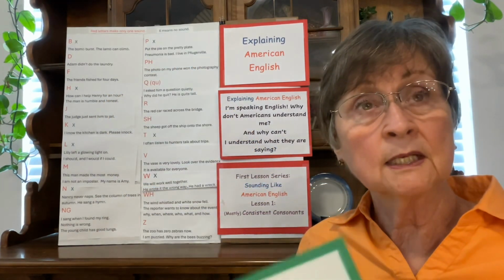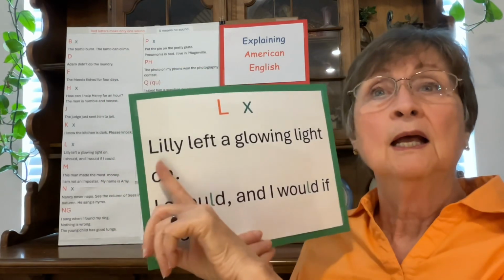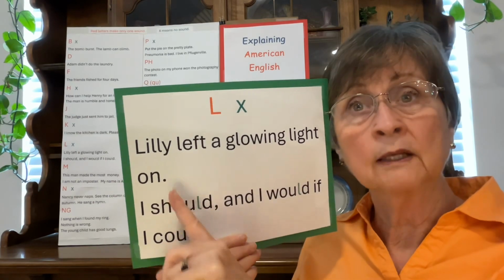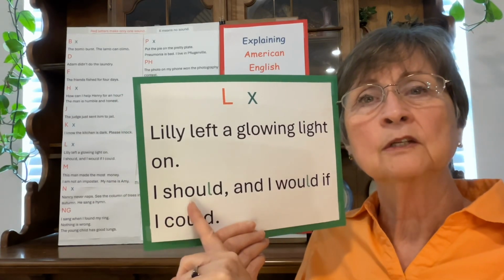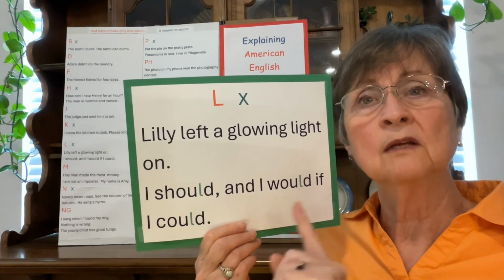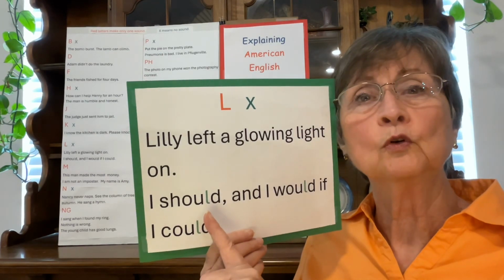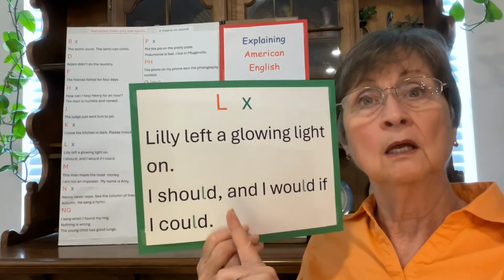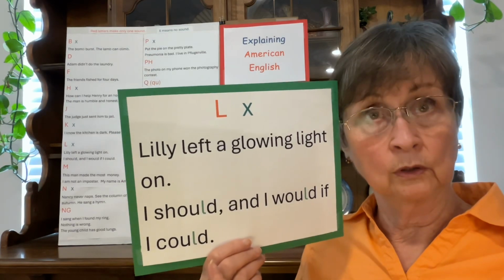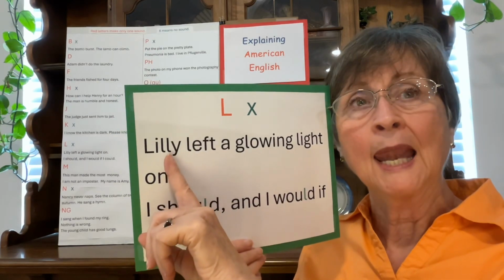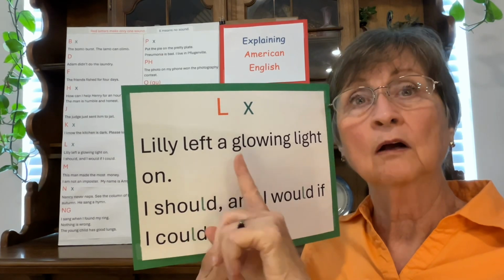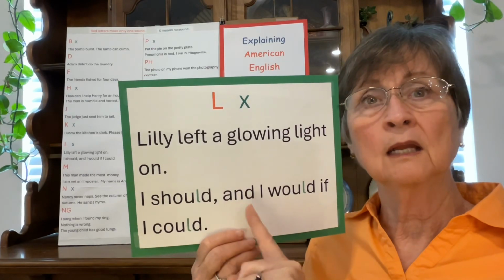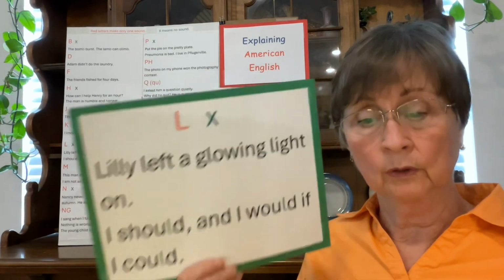My granddaughter's name is Lily, so I love to use her name, Lily. Lily left a glowing light on, and then it can also be silent. I should and I would if I could. These are not should and would and could. It's I should and I would if I could. Say this with me. Lily left a glowing light on. I should and I would if I could.